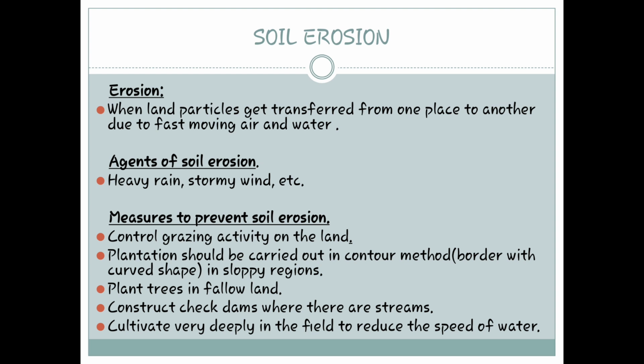Second one is plantation should be carried out in contour methods in sloping regions. What do you mean by that? In the next slide you can see hilly regions. Normally, the soil has the tendency to go down in sloping regions. By using borders, we can prevent soil erosion.